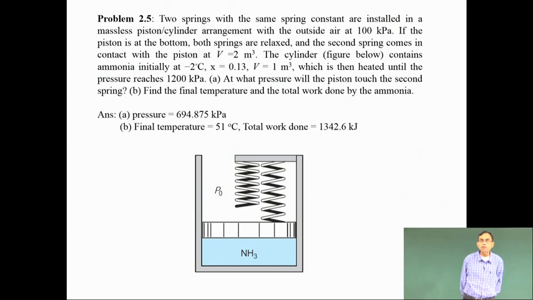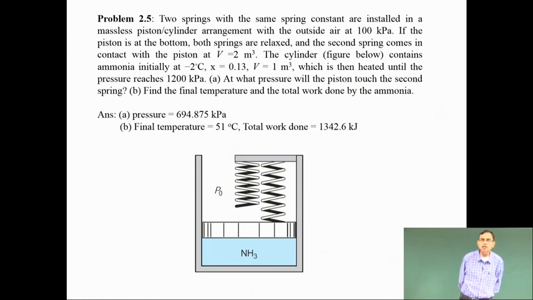with the same spring constant installed in a massless piston cylinder arrangement. The piston has negligible mass and the outside air is at 100 kilopascal. If the piston is at the bottom, both springs are relaxed, and the second spring comes in contact with the piston at 2 meter cube volume.